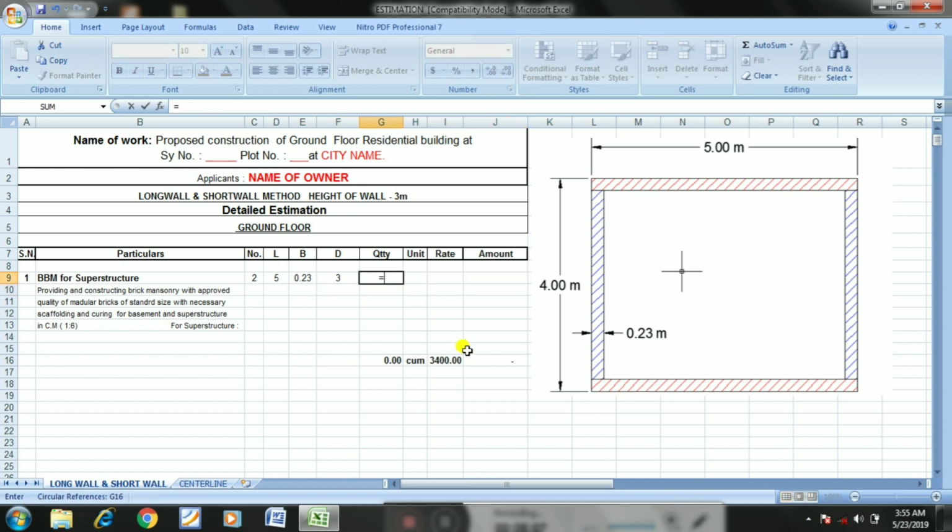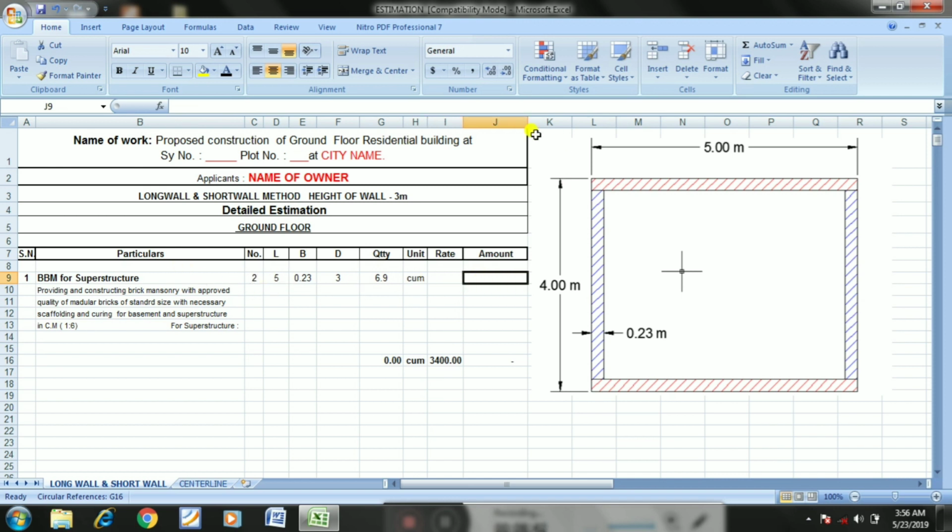So I need to find out the quantity. Quantity is nothing but what? Numbers, length, breadth and depth. So first I'll click here: number into length into breadth into depth. Here it is how much? 6.9 cubic meter. Unit is cubic meter, so I'll write cubic meter here. Rate we'll discuss later.